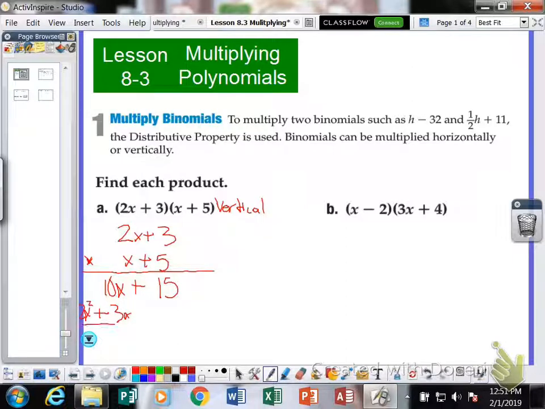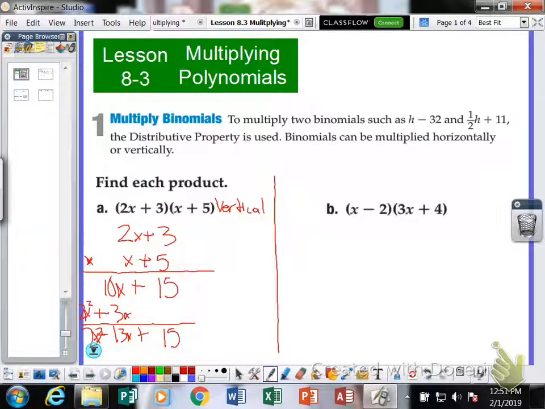Okay. Now we just add up our terms. We have 15 here. 10x plus 3x is going to be 13x. And then we just have 2x squared there. So we have 2x squared plus 13x plus 15. That would be our final answer there.